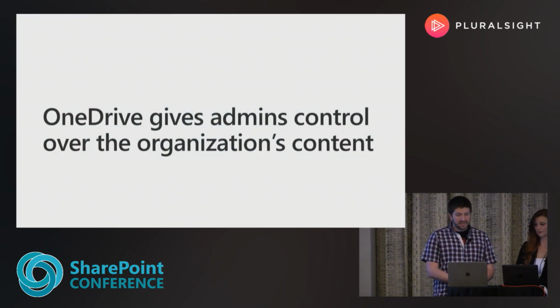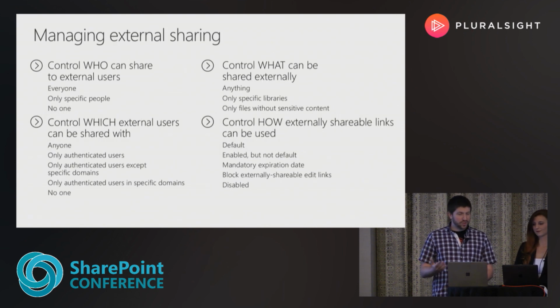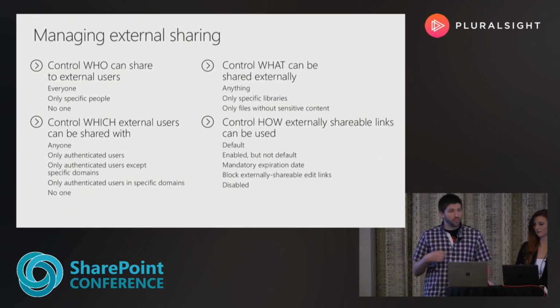So OneDrive gives admins control over the organization's content. Now, when it comes to managing external sharing, we generally put all of our settings into 4 different buckets. You can control who can share to external users, you can control which external users can be shared with, you can control what can be shared externally, and you can control how externally shareable links can be used.